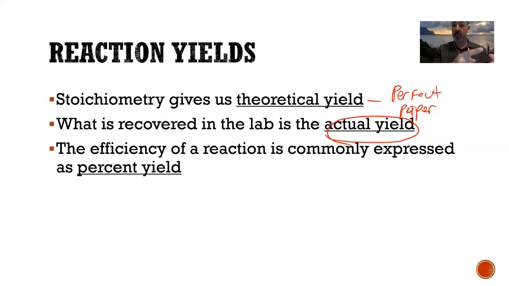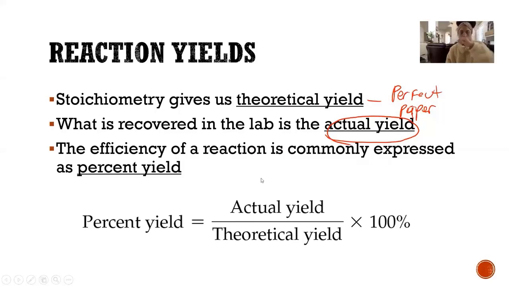So you're going to either have to improve your technique or make a better recipe or get pure samples. So it's a measure of how good either their workers are, their recipe, their instrumentation. But how do we measure it? It's percent yield. So how do you do that? Actual over theoretical times 100. Part over whole times 100.